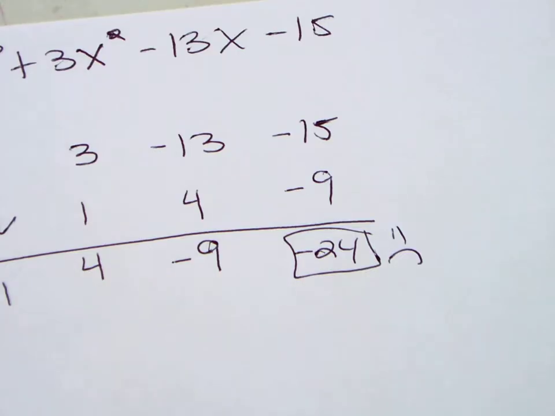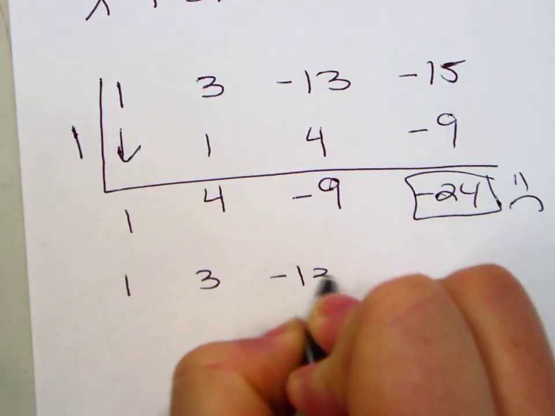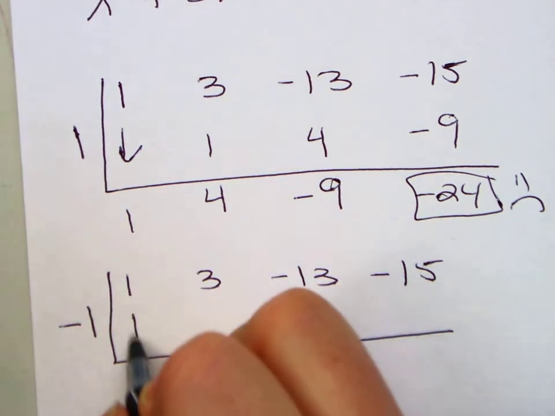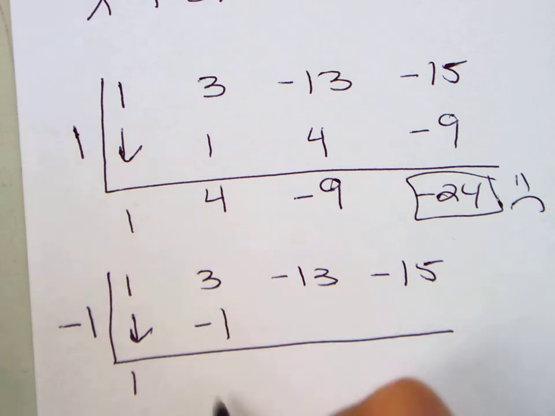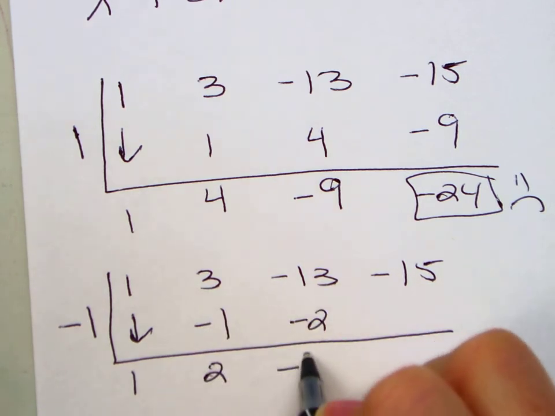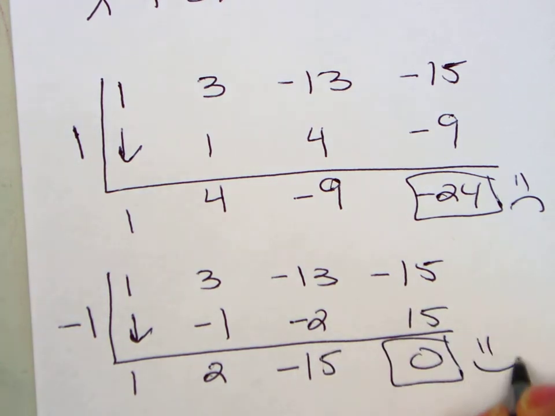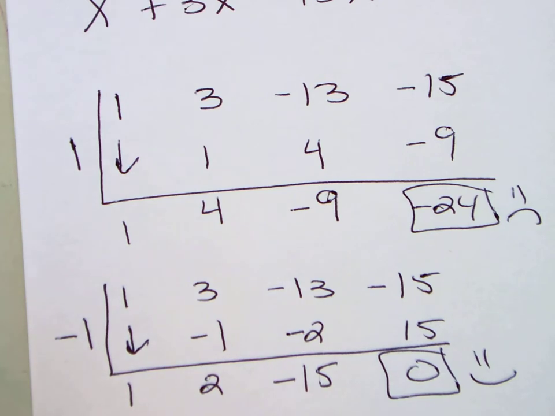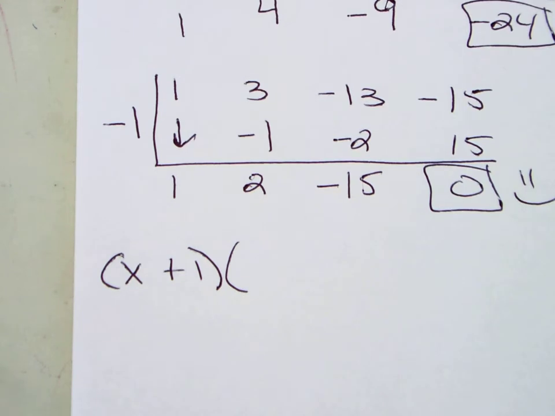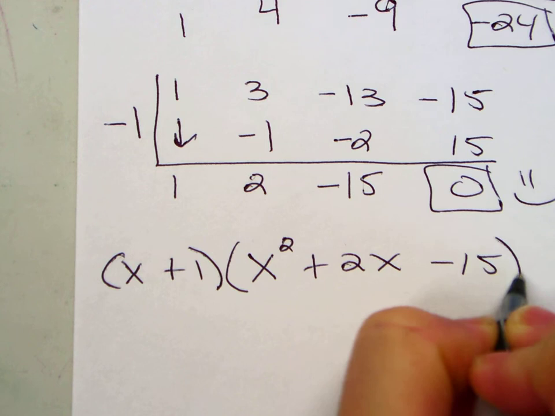Now do the same thing with negative 1. 1, 3, negative 13, negative 15. Let's try it. Bring the 1 down. Negative 1, 2. Negative 2, negative 15. Oh, hey, this one worked. That's exciting. Yay. So we get x plus 1, and then what are we left with? x squared plus 2x minus 15.